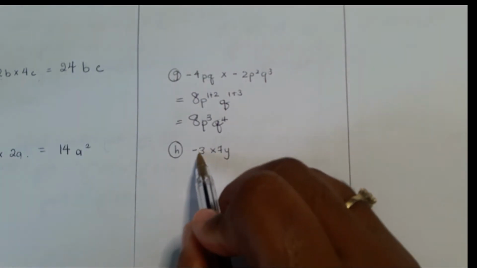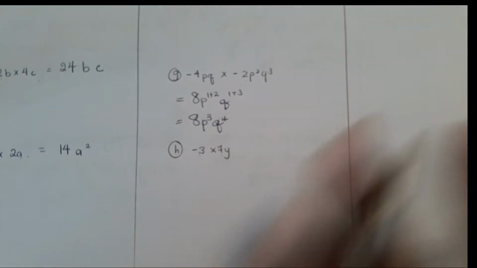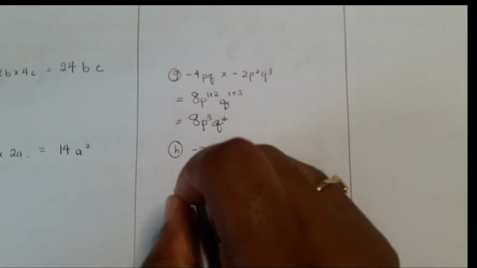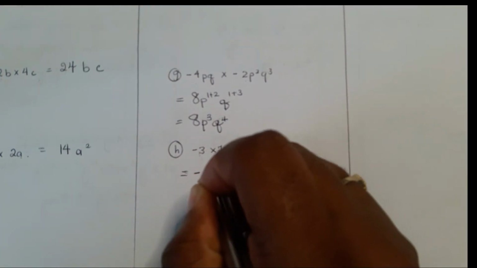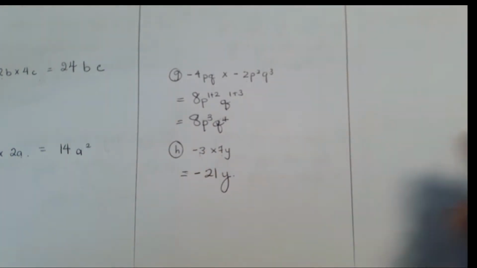And this one is simpler than the one above. Whenever you're multiplying a negative number by a positive number or vice versa, you will always get a negative number. So you end up with negative 21y.